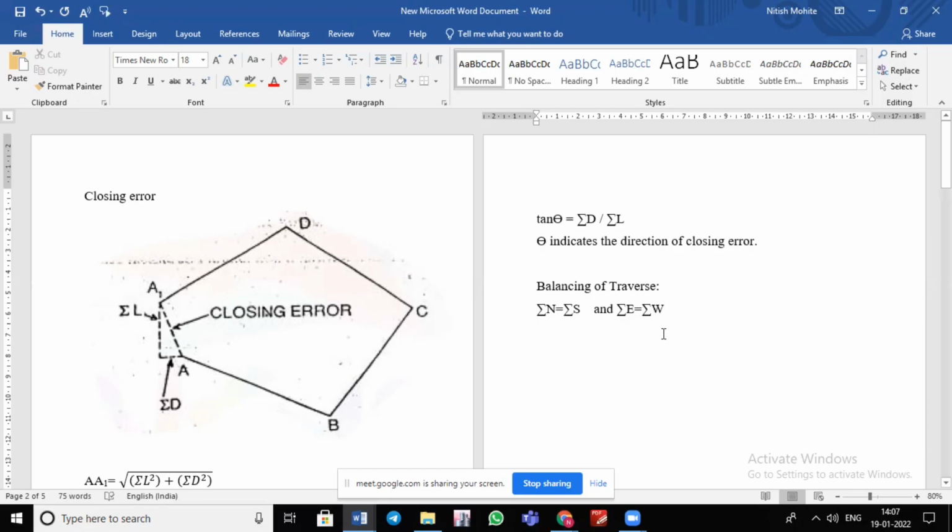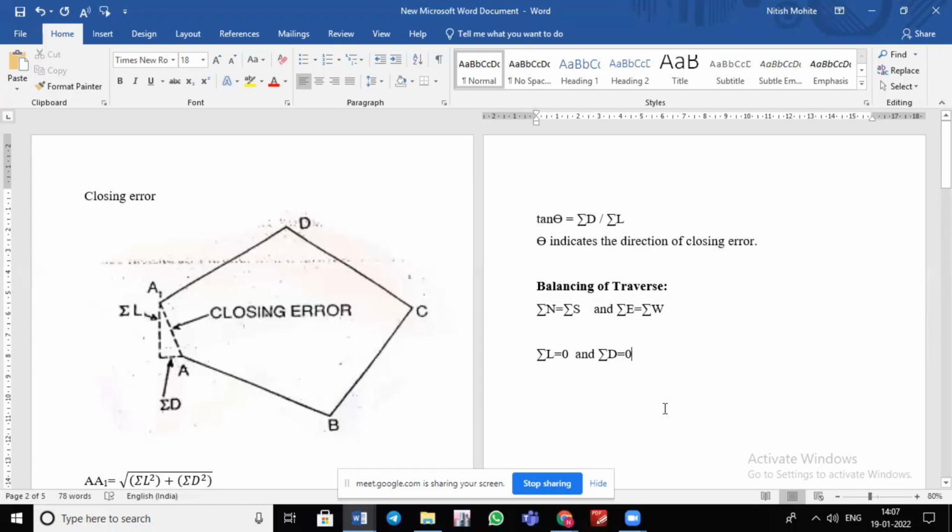Or correspondingly, summation of latitude should be equal to 0, and summation of departure should be equal to 0, for balancing of a closed traverse. In other words, as I told you, summation of northing must be equal to summation of southing, and summation of easting should come out equal to summation of westing.